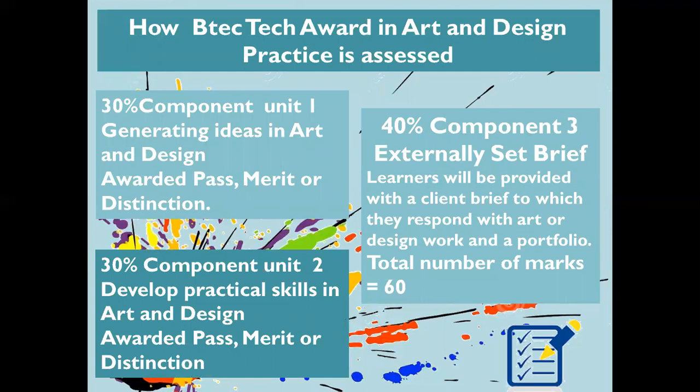There are 3 units in this particular course, which is different from the other 2. 2 units are each worth 30%, and they focus on different aspects of the creative design process. The qualification will be awarded pass, merit or distinction, and you will have a 40% externally set brief, which again is another exam, and that is worth 60 marks, all of which will be added together to create your qualification.